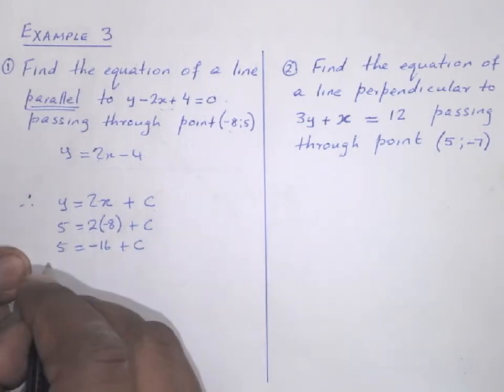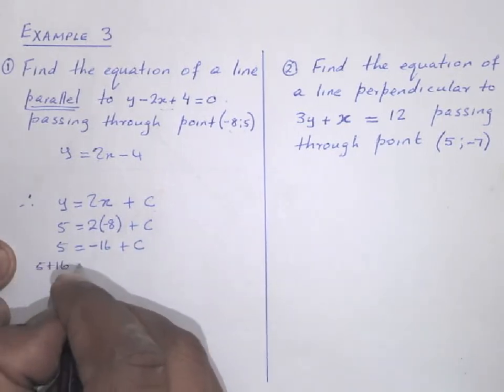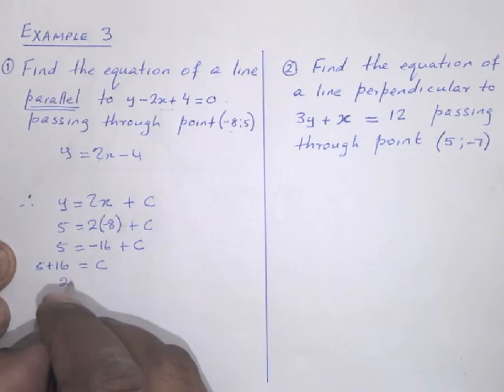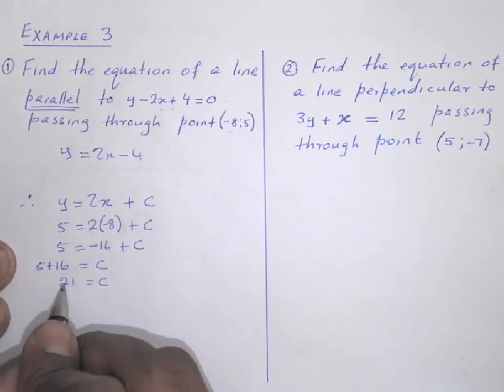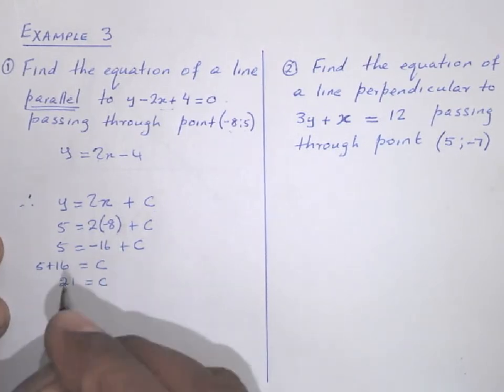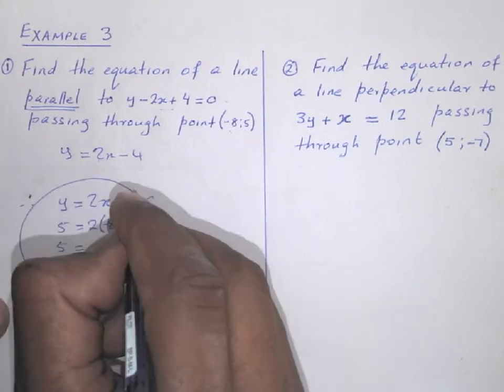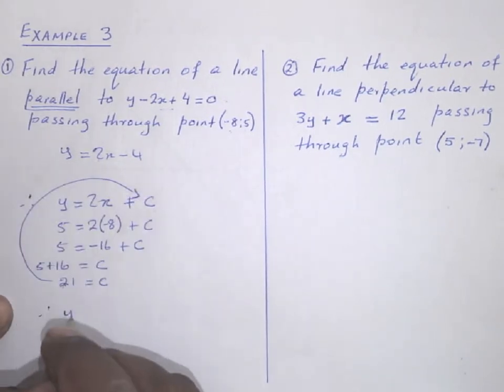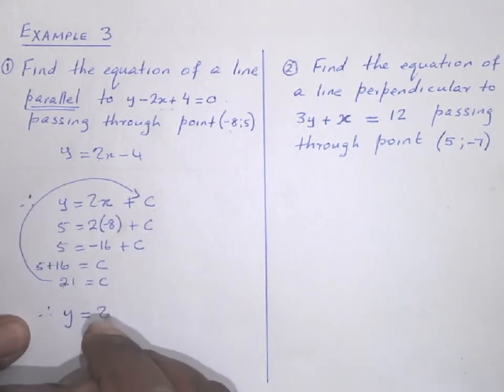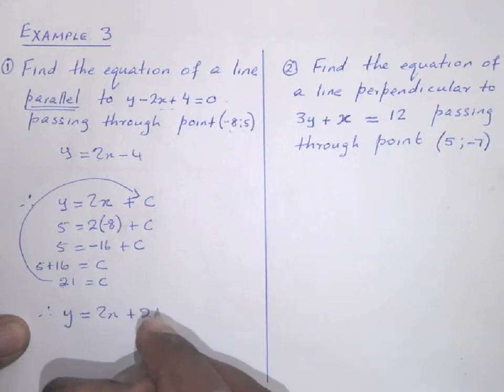Take this across, you get 5 plus 16, which is equal to c. So that is 21, which is c. So our c value is 21. I can just plug this c value in, and therefore the equation they are looking for is y is equal to 2x, then plus 21.